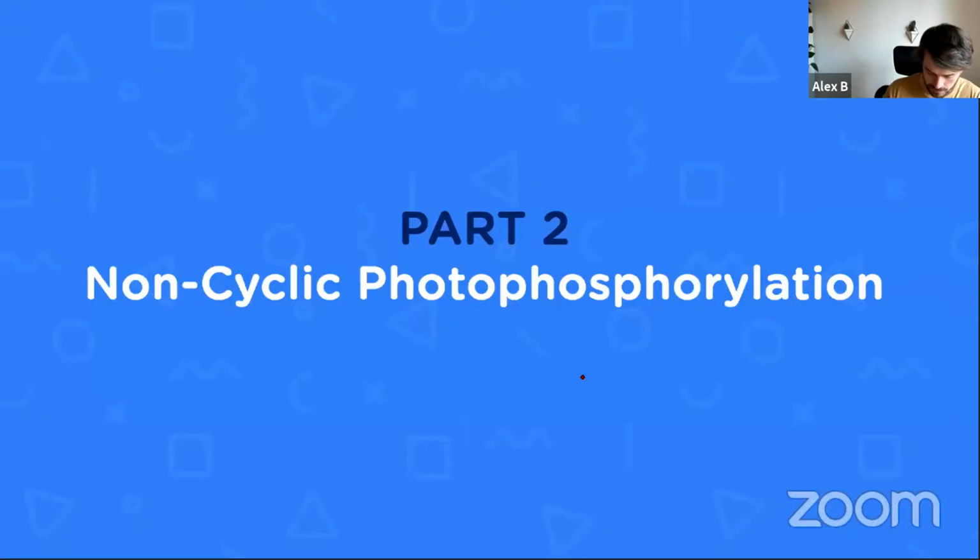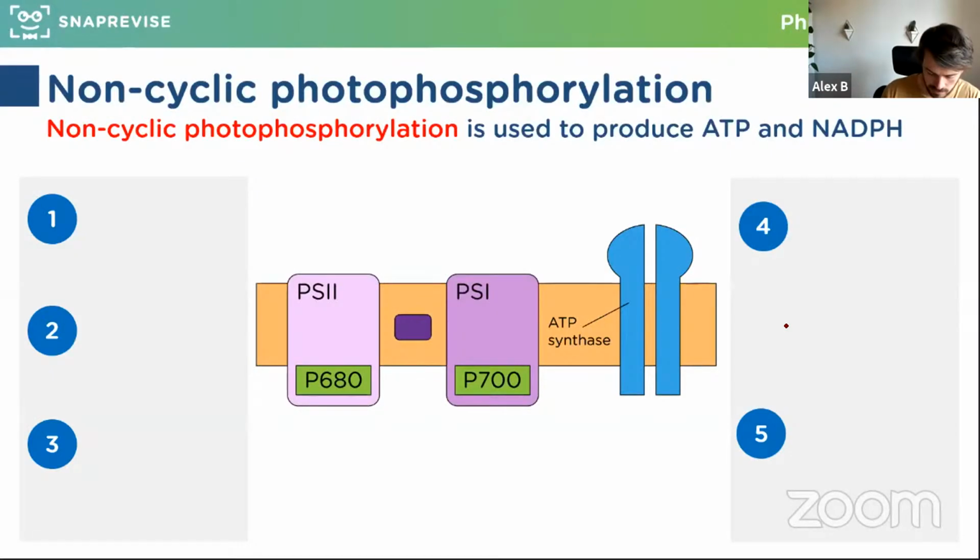Okay, so let's go through the process. We're going to look at non-cyclic first. So what's the best way to do this? I think I'm going to walk you through it, just drawing some arrows, and then I'm going to add the text afterwards. Yeah, that'll be the better way.